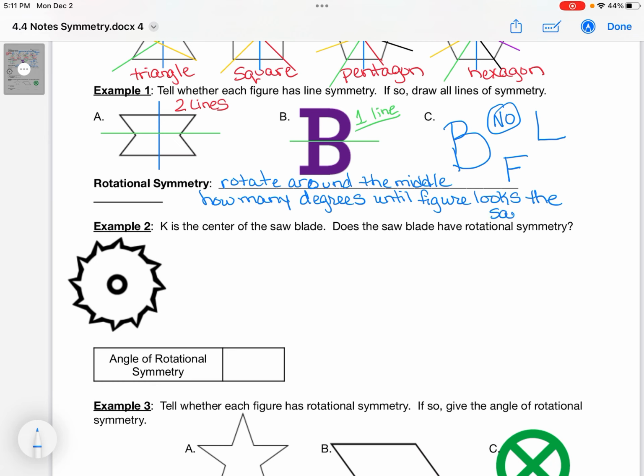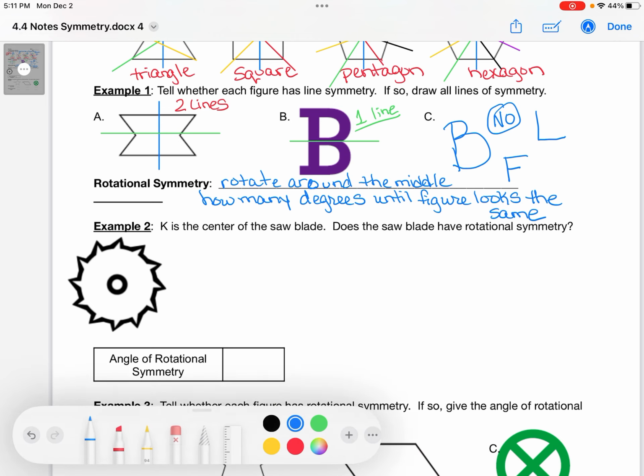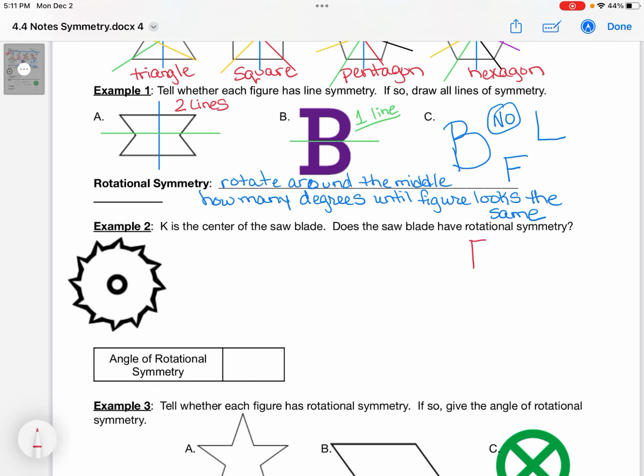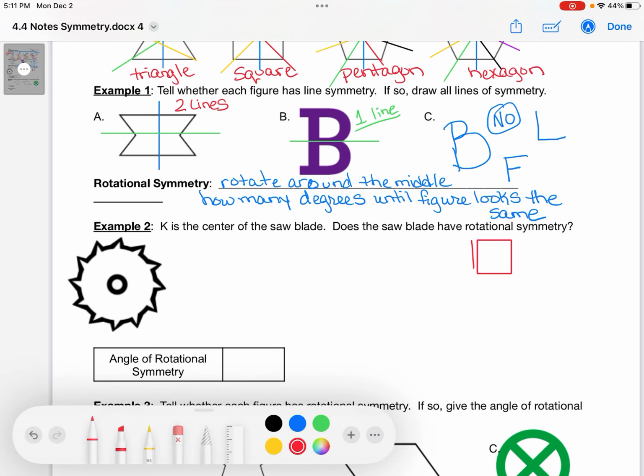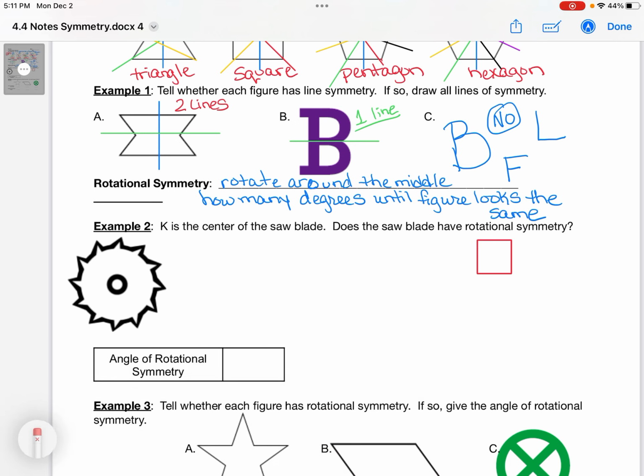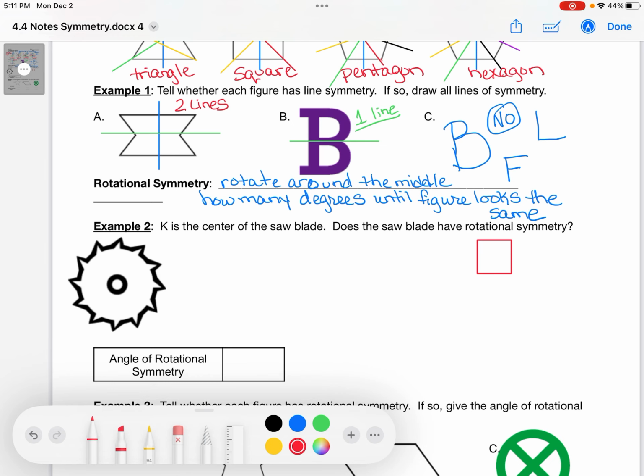And it's hard to do on paper. It'd be easier to do with cutout shapes. So before we look at example 2, let's do a little experiment over here with a square. And we'll pretend that that's a whole good square, which it may or may not be.